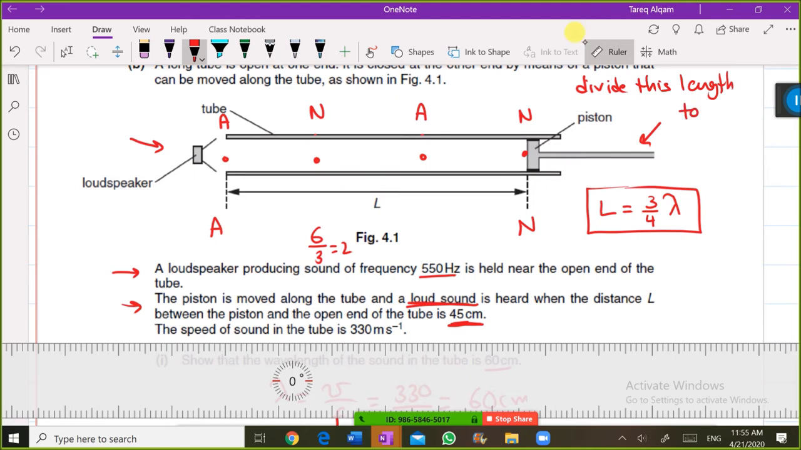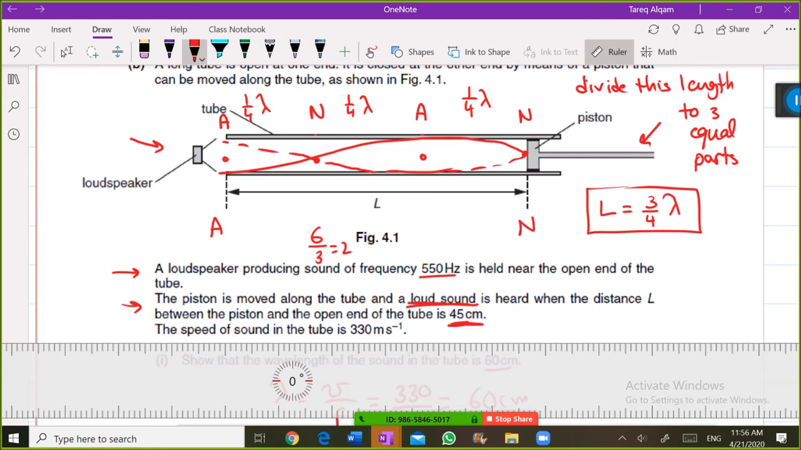To 3 equal parts. Each part is equivalent to a quarter period or quarter wavelength, from node to antinode, from node to antinode. Is that clear? And if you are asked to draw the wave, it will be like this. This way. Okay, guys, this is an important point. You have to take it into consideration.